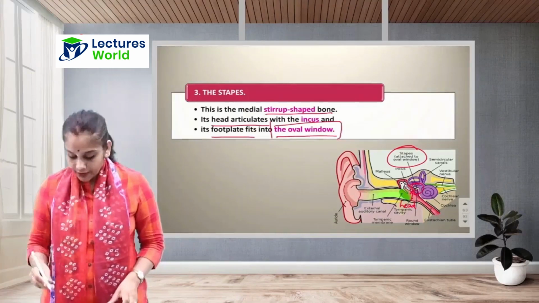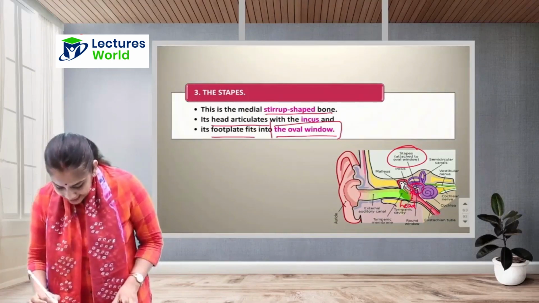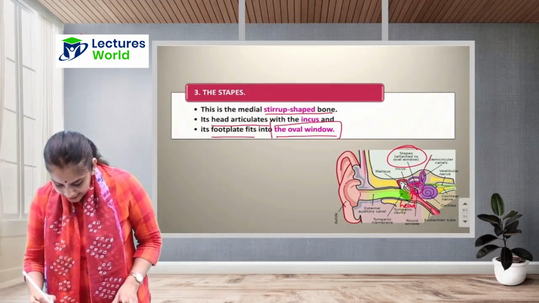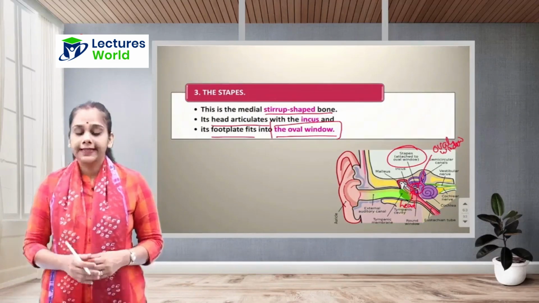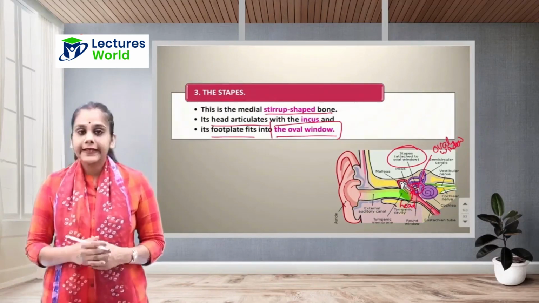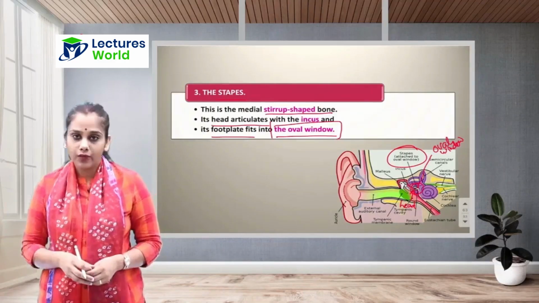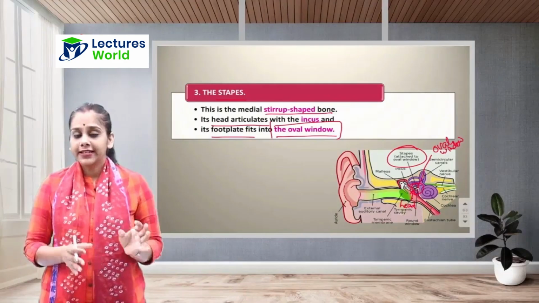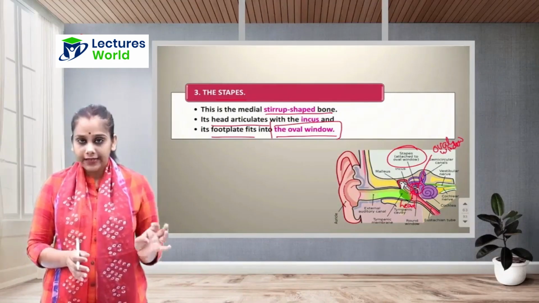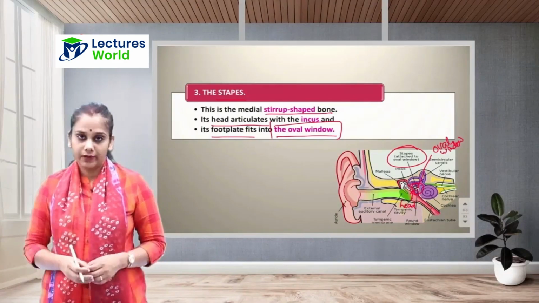So the foot plate is here, and there is the oval window. The foot plate of the stapes fits into the oval window. So the stapes is the bond between the incus and the oval window.